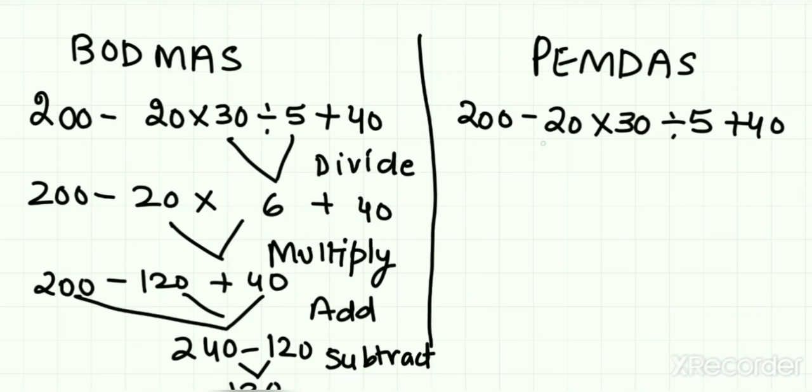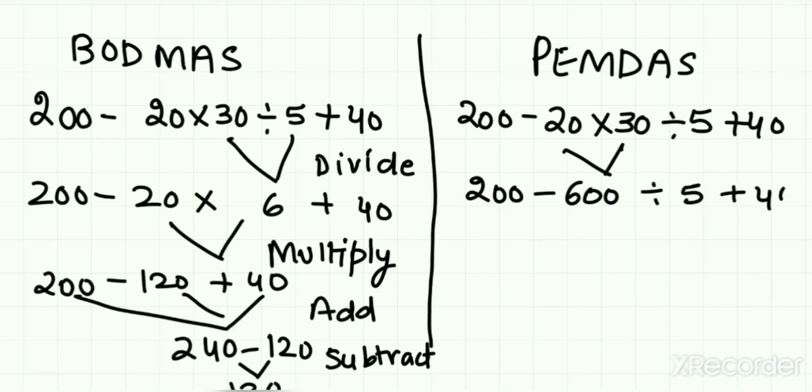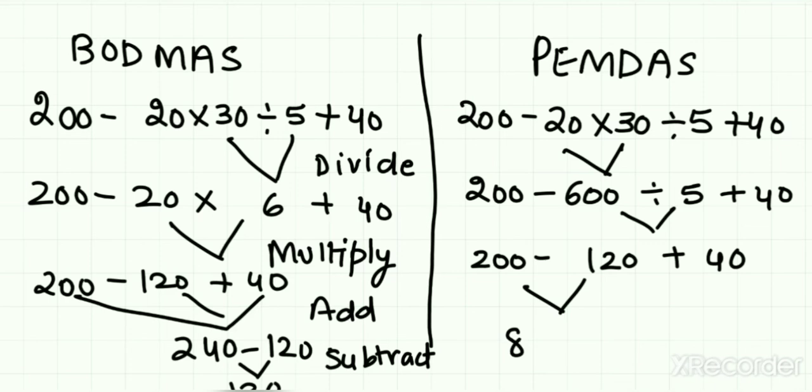Now let's do the same thing in the case of PEMDAS. Since here multiplication is the first one that appears before division, we are going to go ahead and multiply this first. So this gives us 600, and this is 200 minus 600 divided by 5 plus 40. Now we are going to divide because this is the next operation, which will give us 120. So this is 200 minus 120 plus 40. And now the next operation, again in the same way as we followed, in whichever order they appeared, we will subtract first. So this gives us 80 plus 40, which is 120.